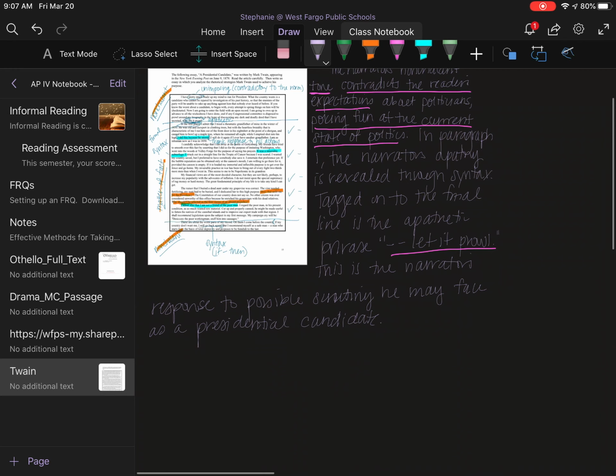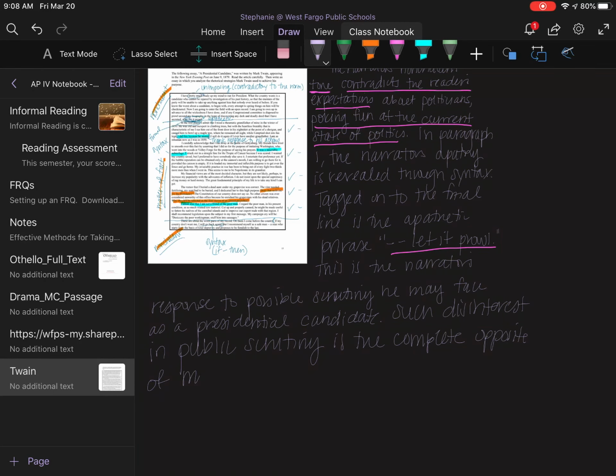So he's saying that he doesn't care if they go dig into his background, right? Which, now we'll explain, such disinterest in public scrutiny is the complete opposite of most politicians. Which is what Twain attempts to ridicule. So what I've done in this sentence is I've tied back this use of nonchalance or this disinterest to talk about how that ties into Twain's overall purpose, which is to poke fun at politicians in general.